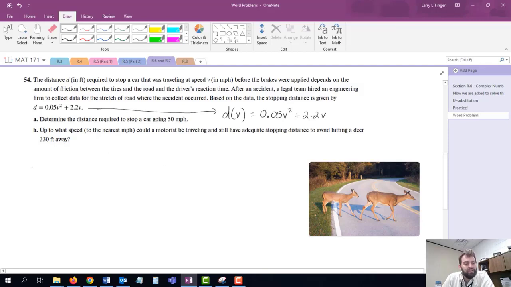So part A is what's the distance required to stop a car going 50 miles an hour. Well, here's the beauty of function notation. You're telling me the car is going 50 miles an hour. That's the velocity. You're asking me what's the distance when that happens. Guess what that looks like in function notation? Well, I have d at 50. And what do I do? I plug in 50 everywhere there's a v.